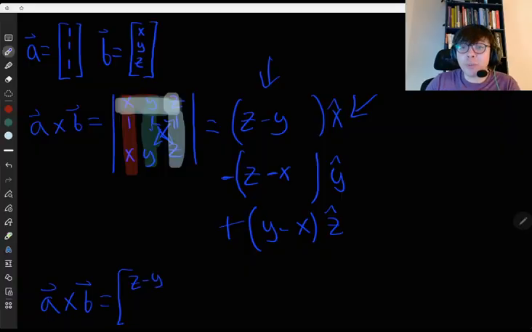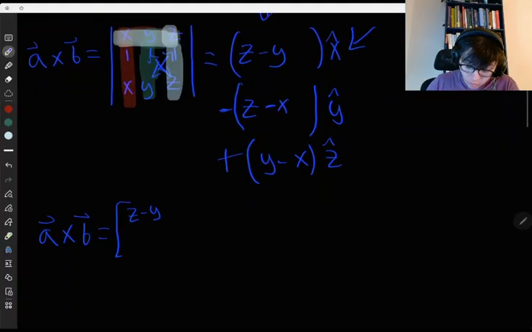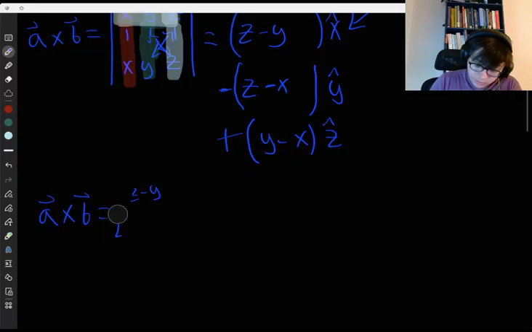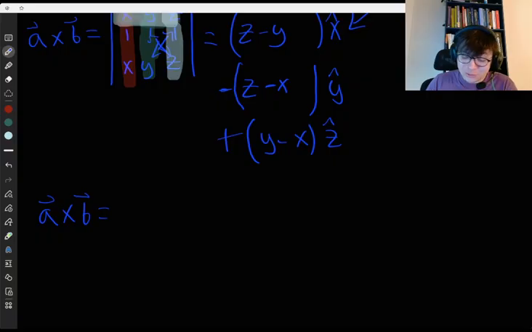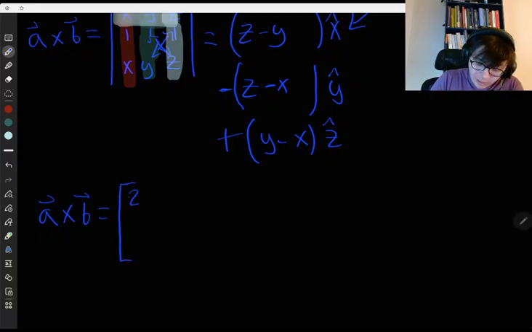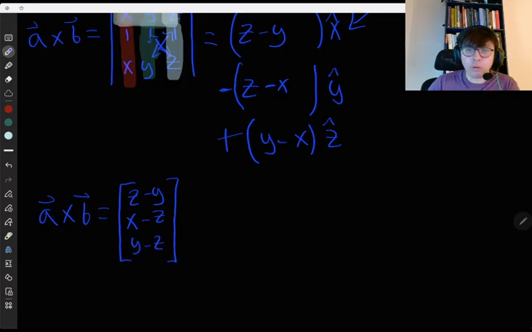And so I'm going to distribute the negative sign because I really don't like negative signs. So I forgot I can scroll down. I really don't like negative signs, right? So I'm going to distribute that negative. And so we get z minus y. Distribute that. We get x minus z. And then we get y minus z. And so we just computed our first cross product.